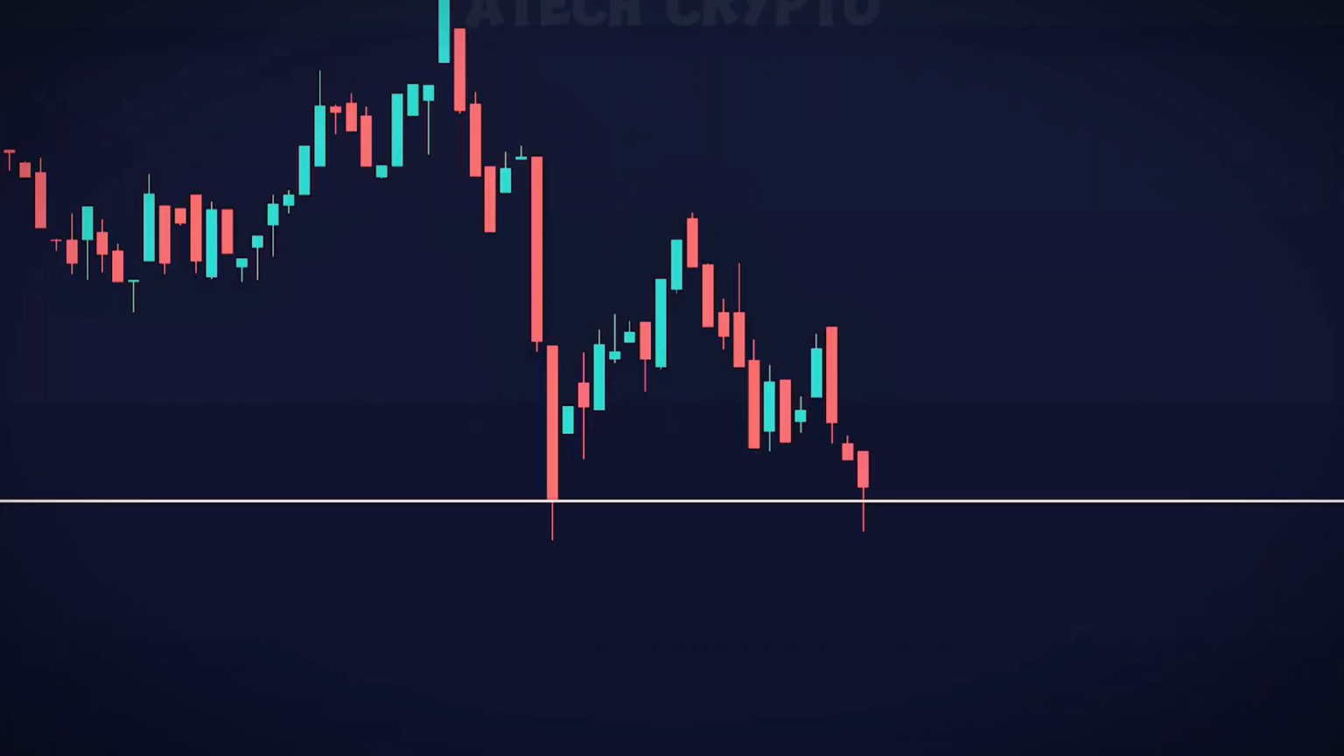But as a clear side note, just because we made this support and it bounced off it before doesn't mean that it'll always do it again. It can easily break through the support and drop lower if it has enough momentum.